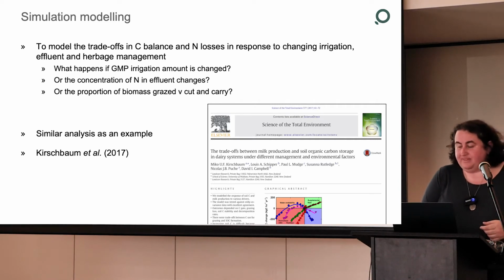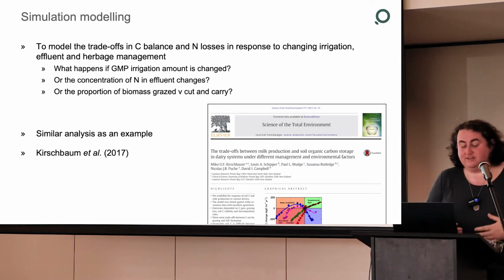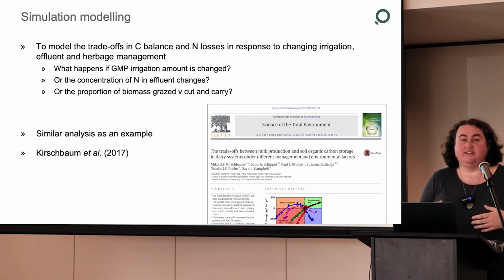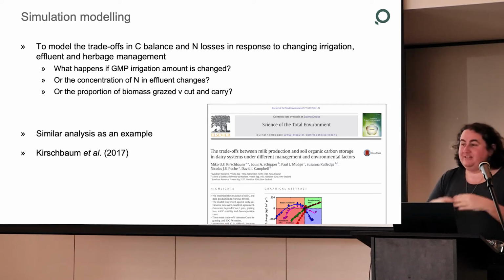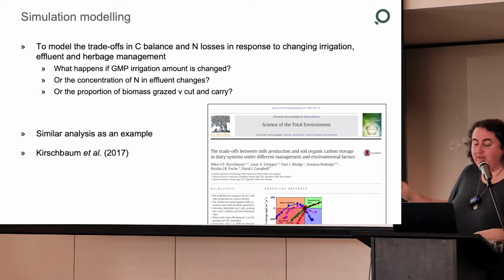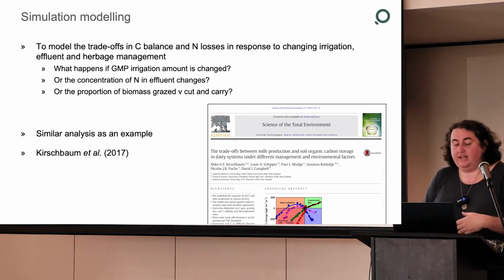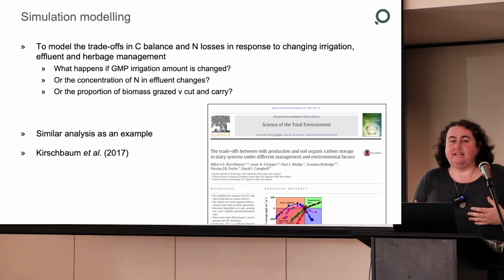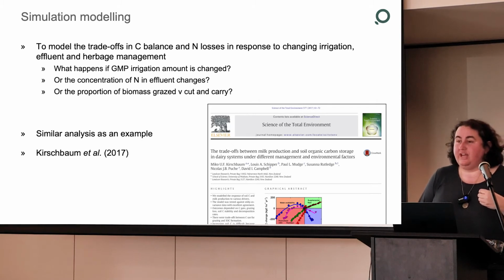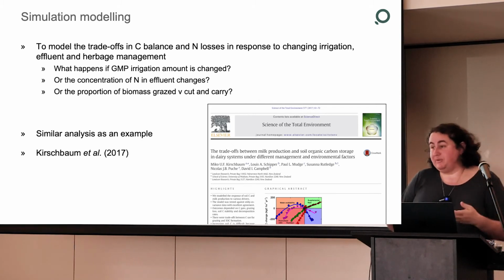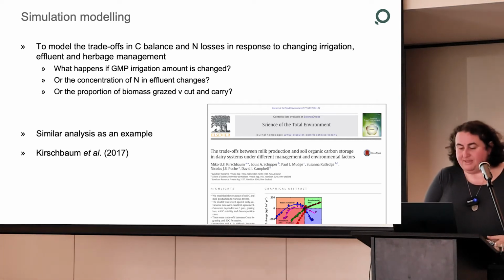So we looked to an existing example of a similar analysis, and we're very fortunate Miko's in the room today. Hi, Miko. We did a really nice piece of work a few years ago, looking at the trade-offs between milk production and soil organic carbon storage, and this provided a really nice way of undertaking a simulation analysis to look at those management levers and the sort of thing we were wanting to do. So it was nice to have an existing methodology out there.